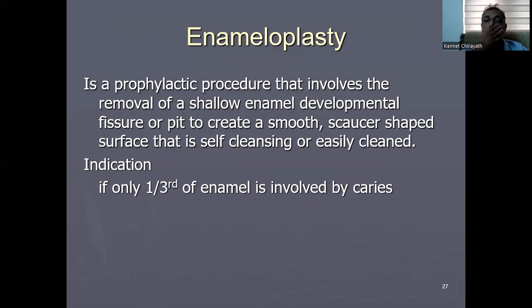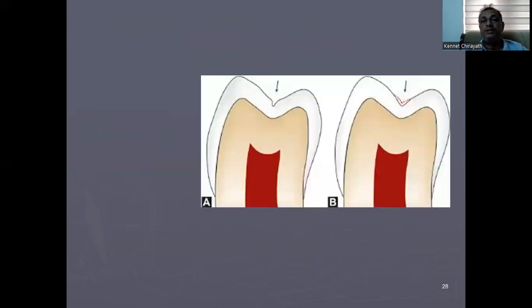So enameloplasty is indicated if the depth of the defect is less than 1/3 the thickness of the enamel. If the fissure is more than 1/3 the thickness of the enamel, we will include it in the cavity preparation. Okay, so in this diagram, the first diagram, the defect is less than 1/3 the thickness of the enamel, so we will do a saucerizing. We will saucerize it, so it will be a self-cleansing area. So there is no need for cavity preparation.